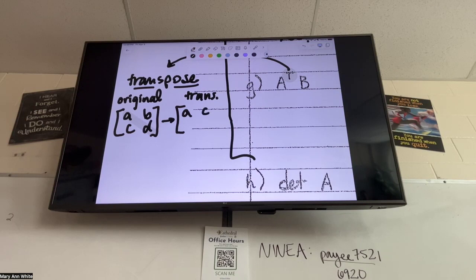So instead of A, B, C, D, it's going to go A, C, B, D. So A and D are in the same spot. B and C just have flipped spots. Flipping spots.